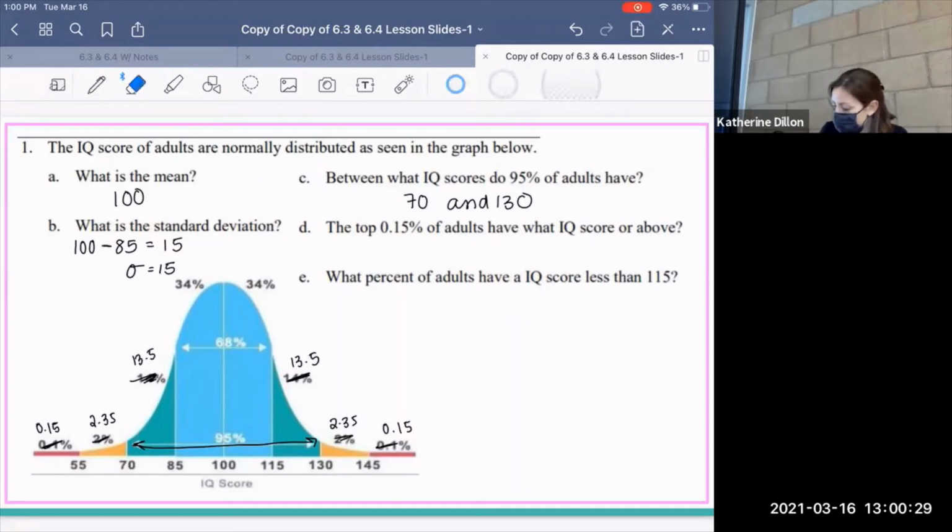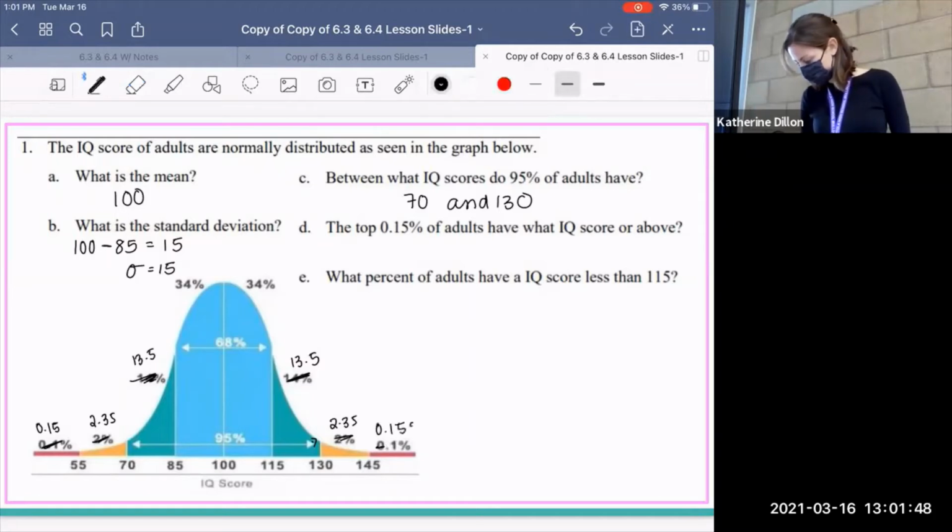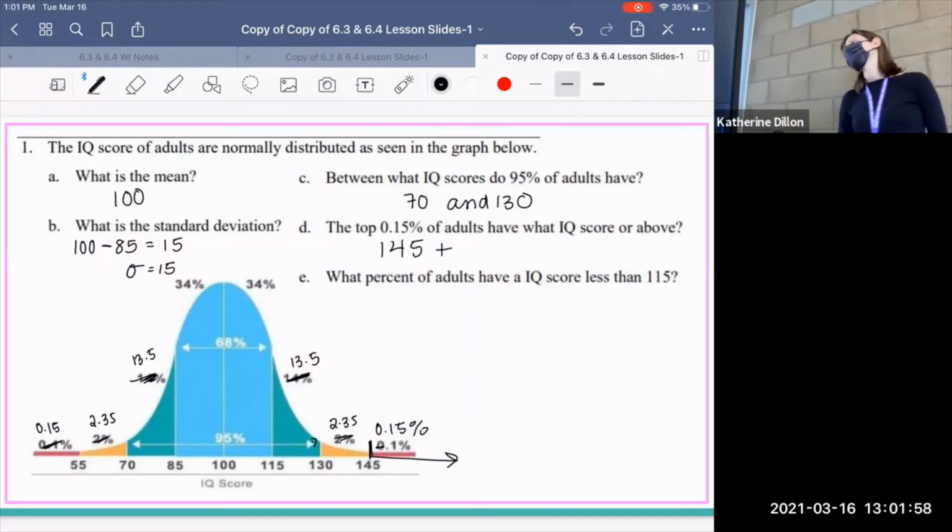The top 0.15% of adults have what IQ score or above? So see if you can figure that out. Or do the top 0.15% of adults have? Here's our 0.15%. I just erased it over here. The top 0.15% of adults are scoring 145 points or up. So I can just write 145 plus. Anything above that is the top 0.15% of scores.